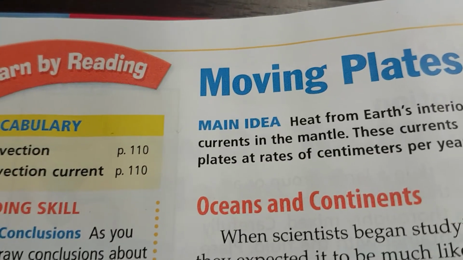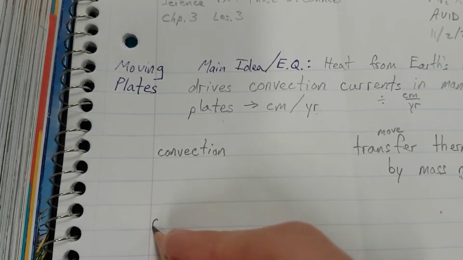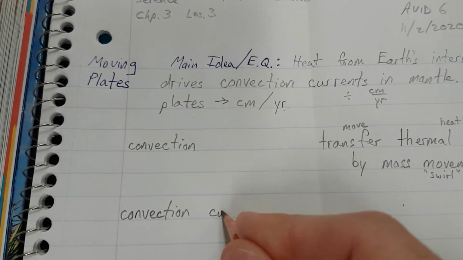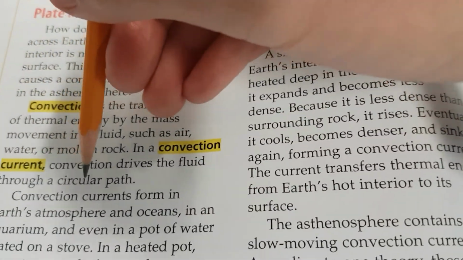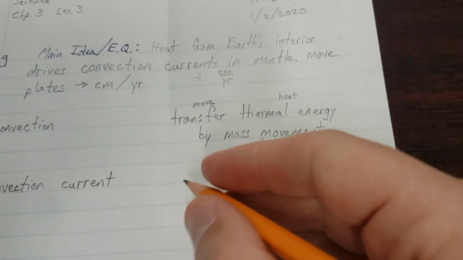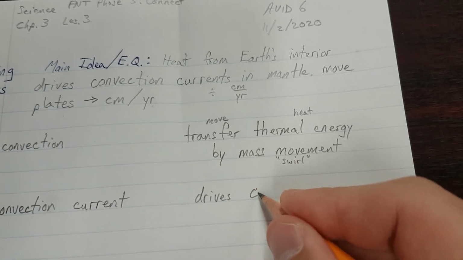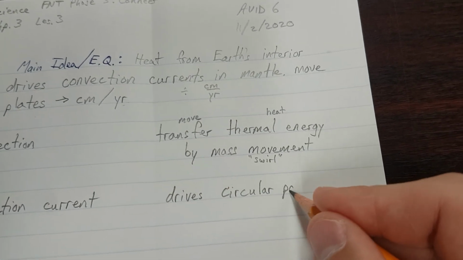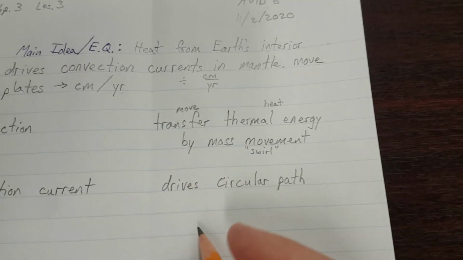Okay, next one, convection current. Skip a line because we have that word there in the way. C-O-N-V-E-C-T-I-O-N, current, C-U-R-R-E-N-T. In a convection current, convection drives the fluid through a circular path. Okay. Drives, D-R-I-V-E-S, circular, C-I-R-C-U-L-A-R, path, P-A-T-H. And the easiest thing to do is let's just draw a circle.